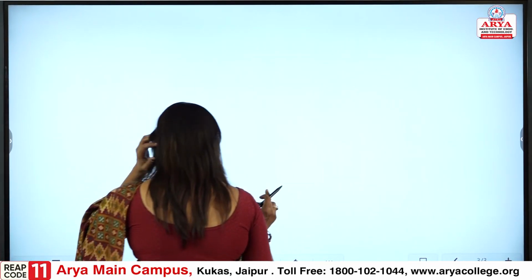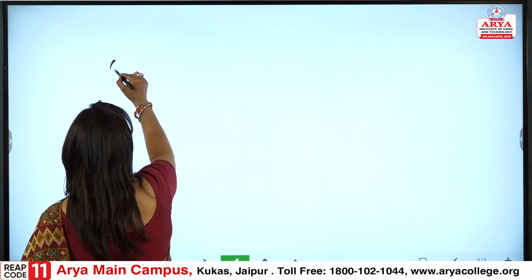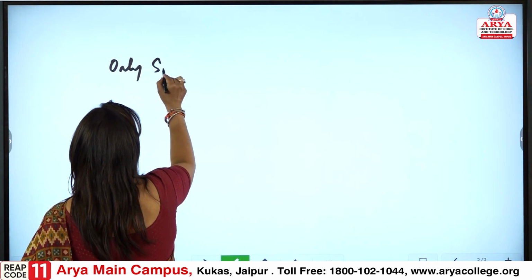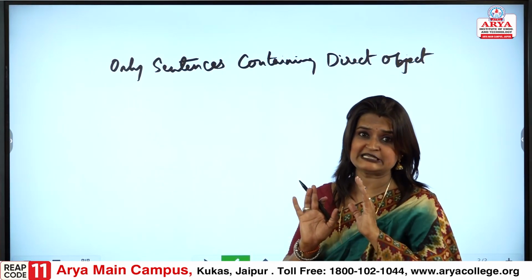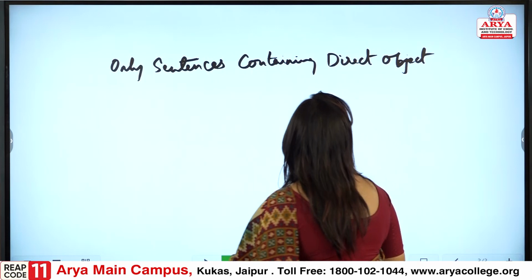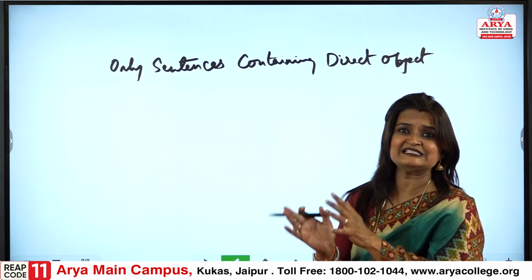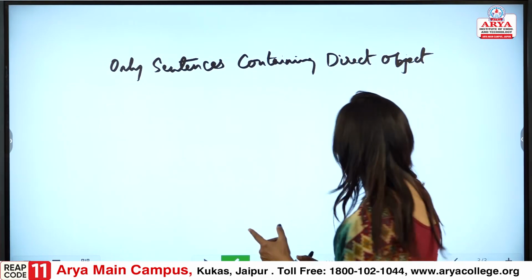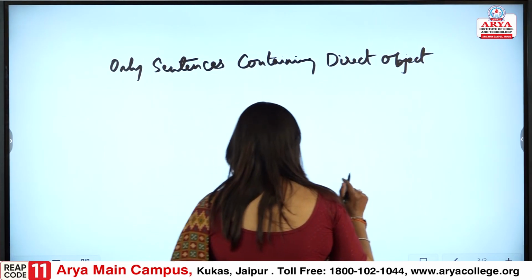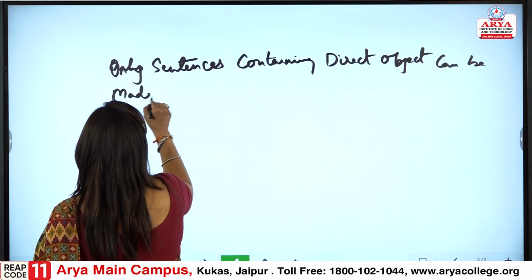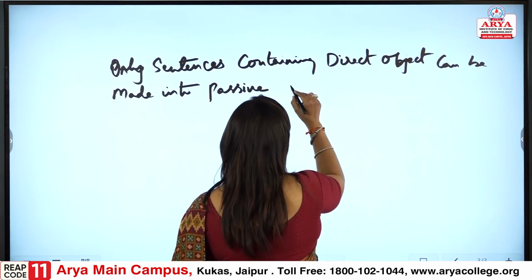Then again, the same point that we are talking about is that only sentences containing a direct object can be made into passive sentences. Again, please remember this point; it is important. And if you understand this, the conversion from active to passive, passivizing, becomes easier.